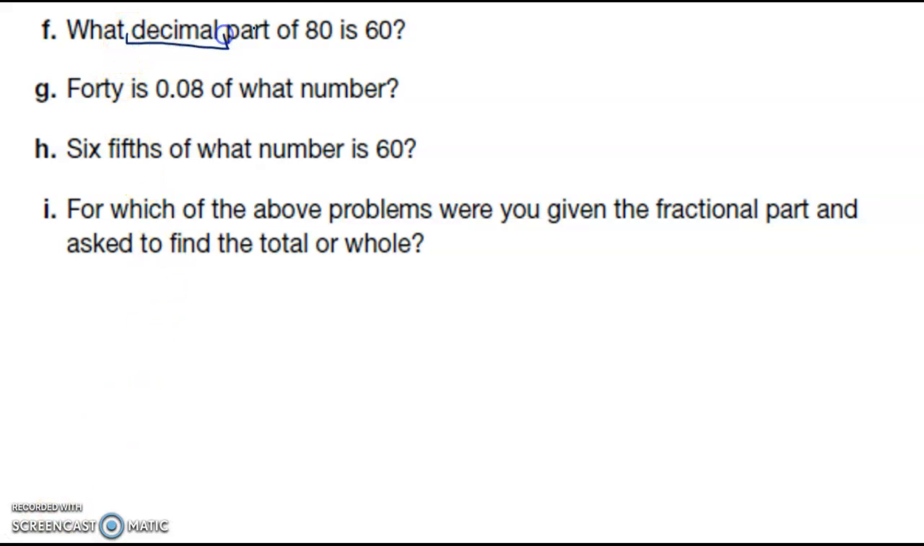What decimal part of 80 is 60? So is over of. 60 goes in the top, 80 goes in the bottom. To go from fraction to decimal, we divide. So 60, I'm going to use my calculator, 60 divided by 80, and I get 0.75.